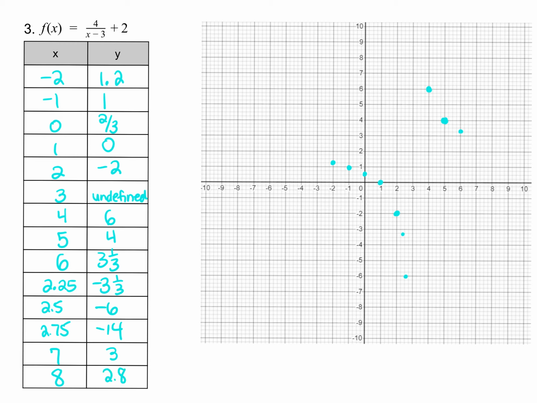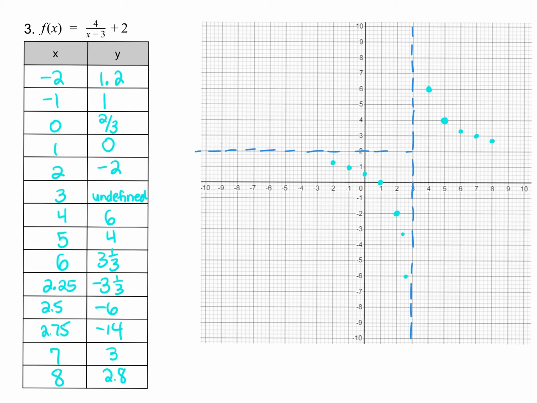So at 7, we're at 3. At 8, we're at 2.8. And I hope you're starting to see what's happening here. Now, if you need more points, you can put more points in your table. But what's going on is we actually have a function like what we were doing the last time we met. There's going to be a vertical asymptote here at x equals 3. There's a horizontal asymptote at y equals 2.